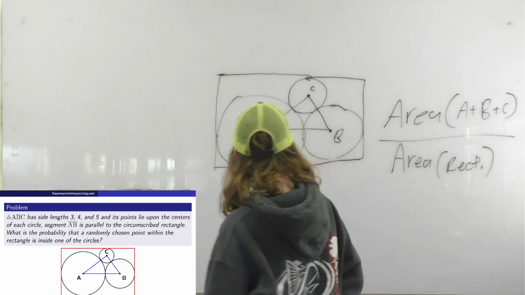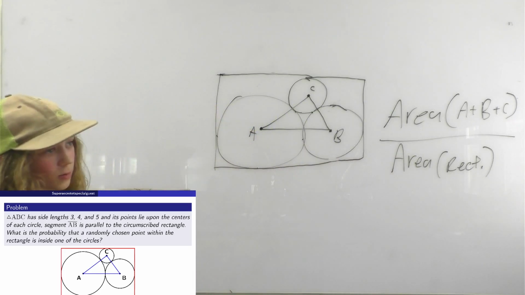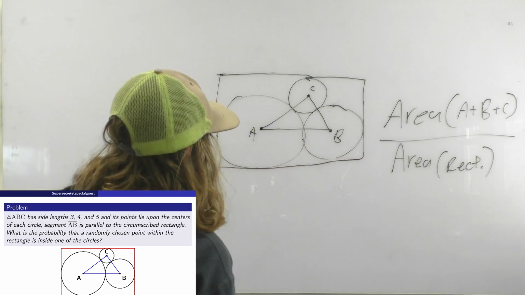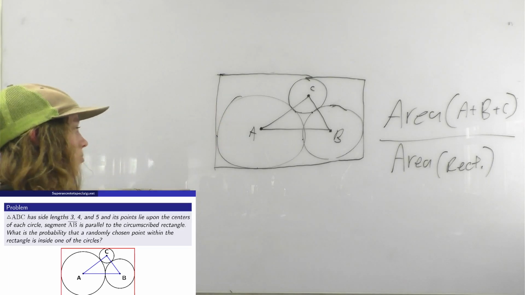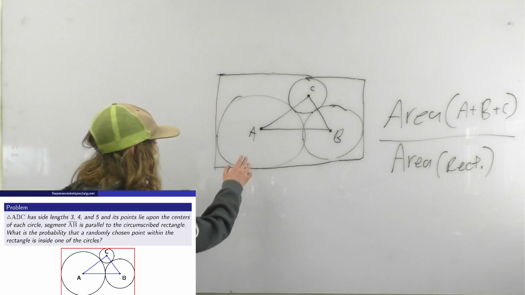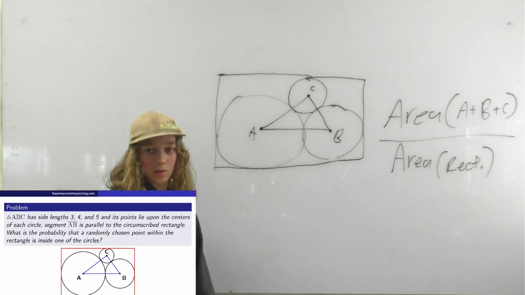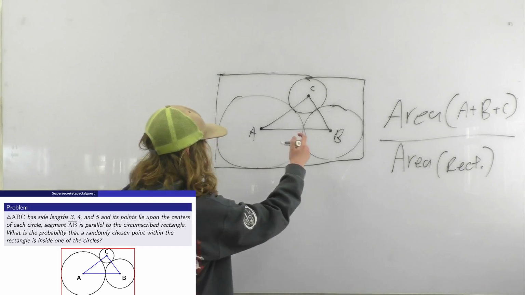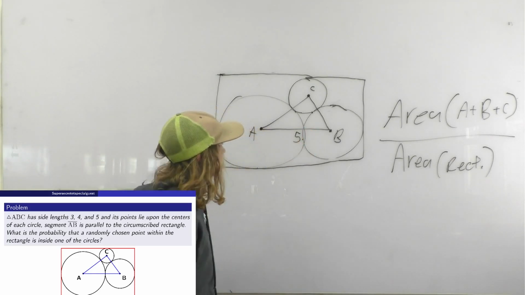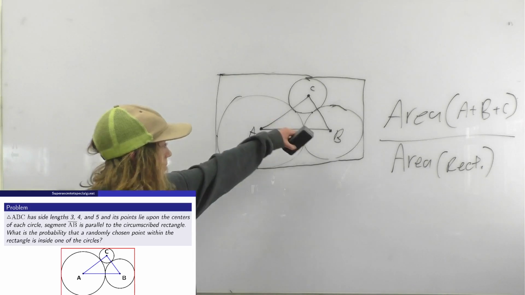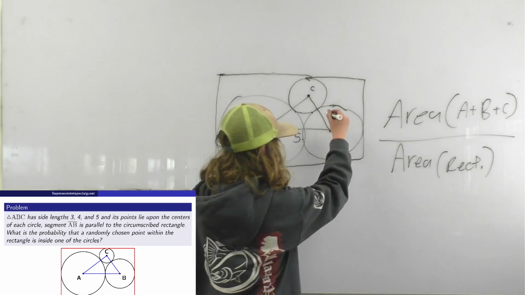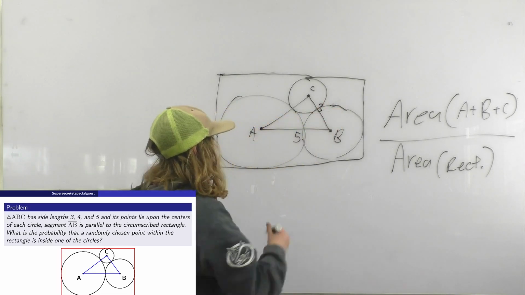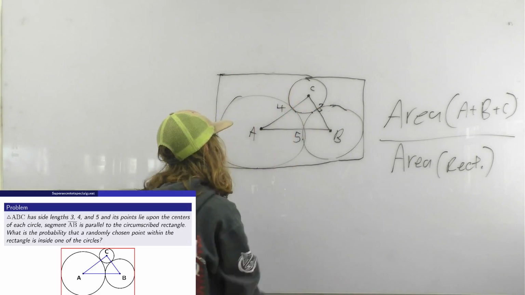So the first thing is we have the lengths 3, 4, and 5. So let's assign them to the triangle. We can see that A and B are our biggest circles, so they're going to have the 5 length. And then C and B are the smallest two, so they're going to have 3. And the remaining one is 4. So this one is going to be 4.